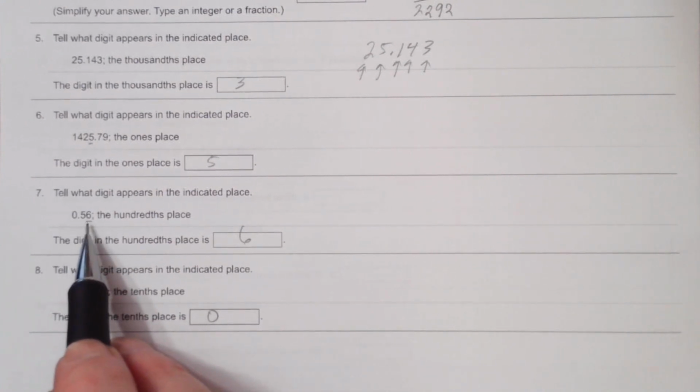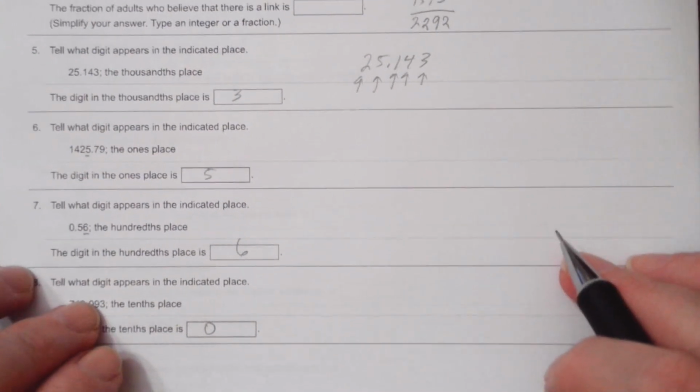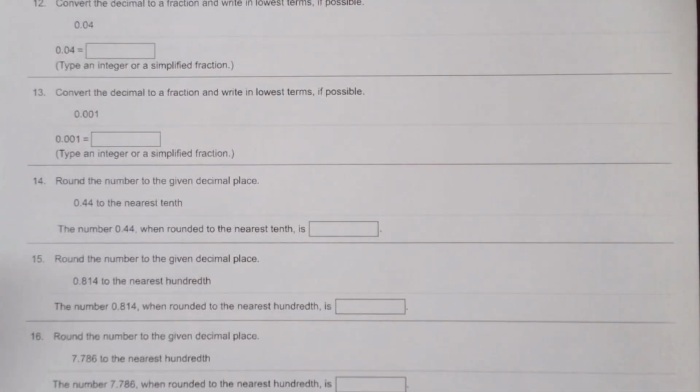So this 6 is actually worth 6 hundredths because it's in the hundreds place. This 0 is worth 0 tenths because it's in the tens place. So there are no tenths in that number. Let's move on.